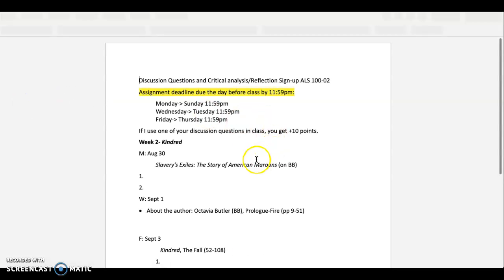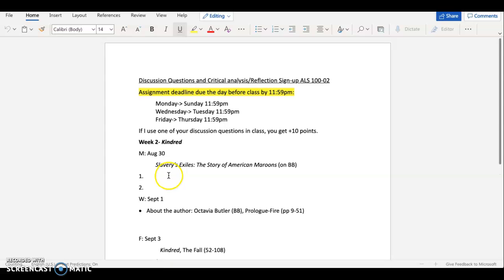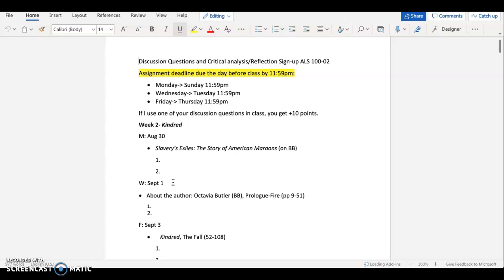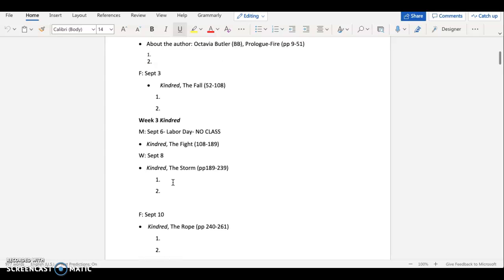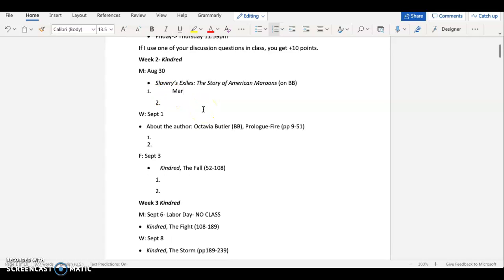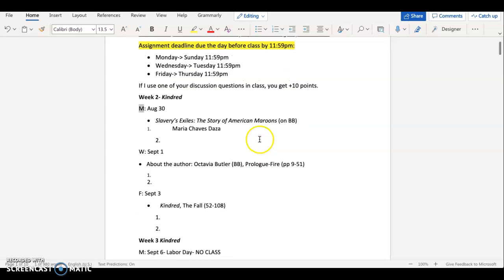You would just click on this link and it'll take you to this document that is fillable. You will look at these readings and decide which reading you want to focus on for this assignment. You will only do this assignment once this semester, based on the day that you signed up. So for example, I would sign up for next week by putting my name here. And then I would know that it's due on a Monday, August 30th, so I would have to turn it in on Sunday at 11:59 via Blackboard.